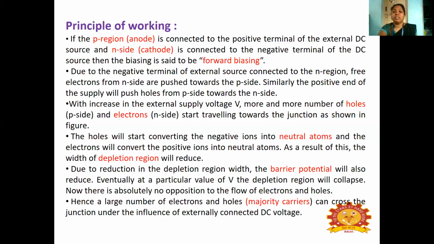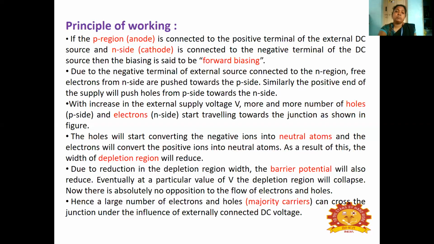When we start increasing the external supply voltage, that is the forward voltage VF, the depletion region will gradually reduce. Due to the reduction in the depletion region width, the barrier potential will also reduce. Eventually, at a particular value of V, the depletion region will collapse. If you keep increasing the external supply voltage, at a certain stage the depletion region will vanish. Now there is absolutely no opposition to the flow of electrons and holes.